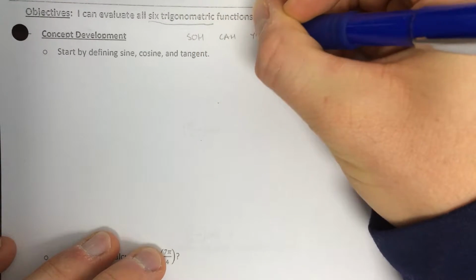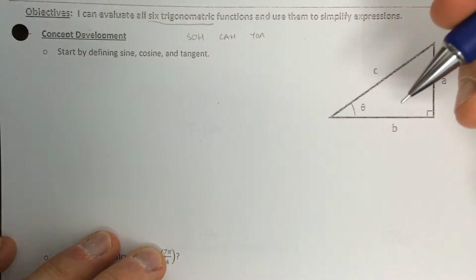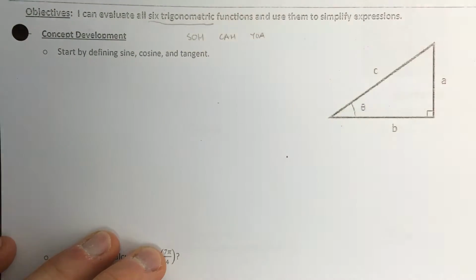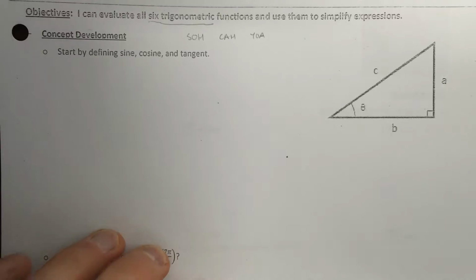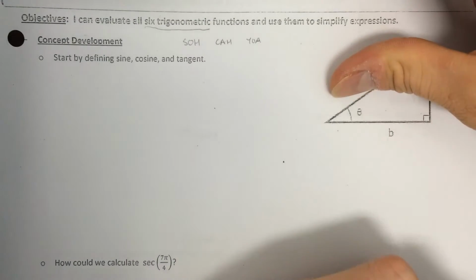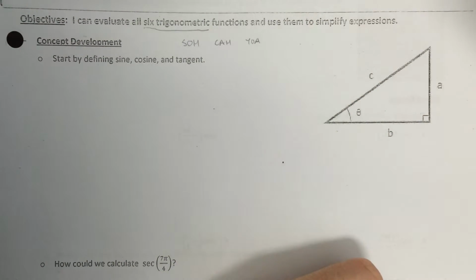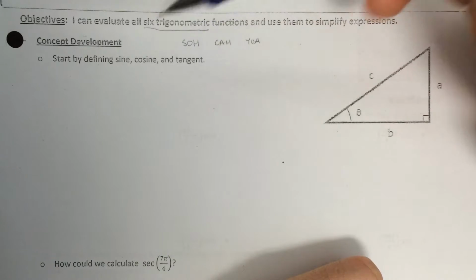SOHCAHTOA, however you want to say it. It's a device to help us remember these ratios. We're not going to pause. This is a device to help us remember the ratios. We're going to start by looking at sine, cosine, and tangent.